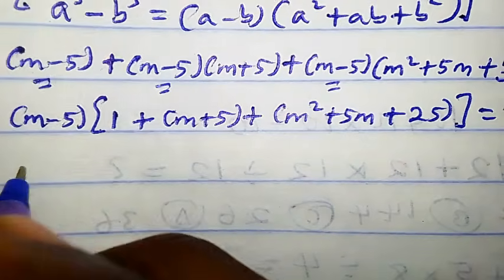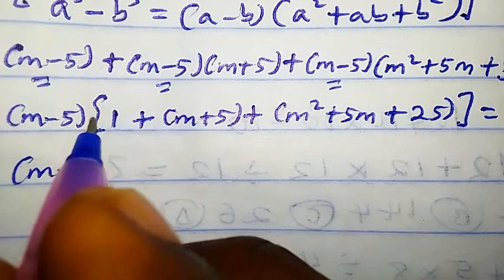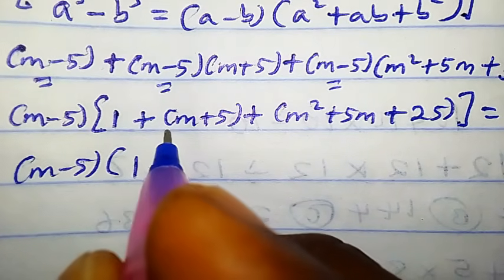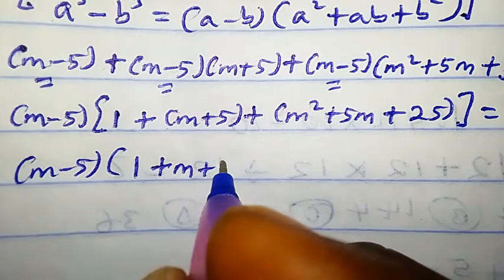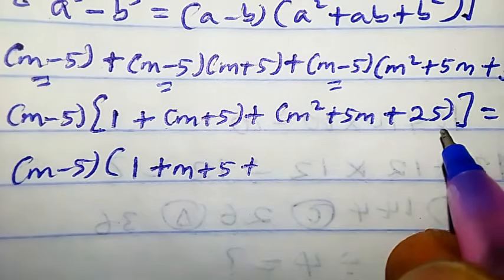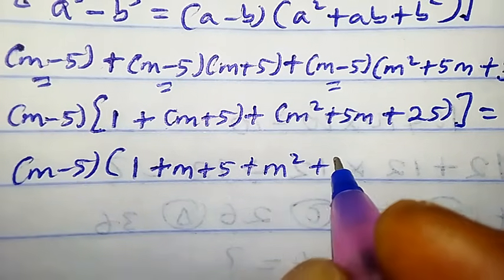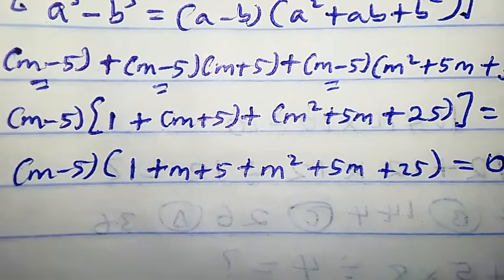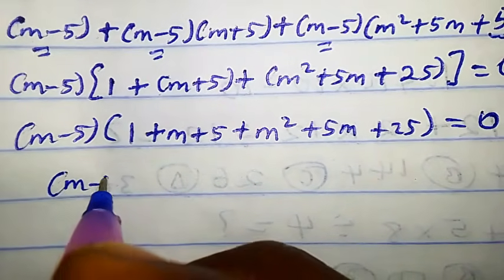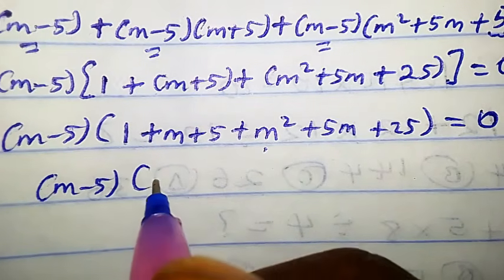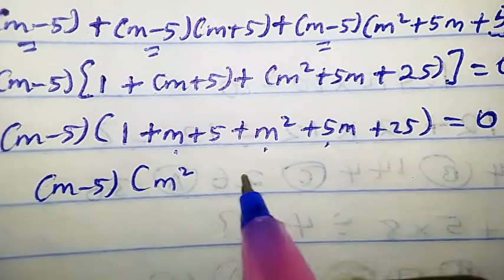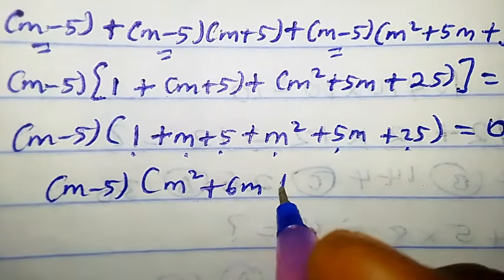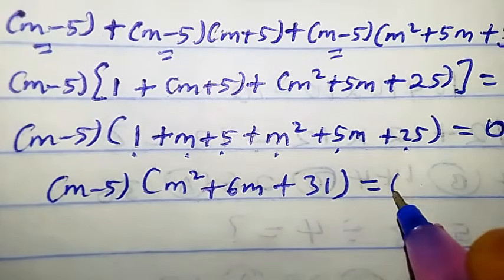Let's proceed further. M minus 5. Now let's change this square bracket to round bracket into 1 plus, dropping this bracket, m plus 5 plus, dropping this bracket to m square plus 5m plus 25 equal to 0. Let's continue. M minus 5 times m square, m plus 5m, that is 6m, 1 plus 5 plus 25, that is 31, equal to 0.